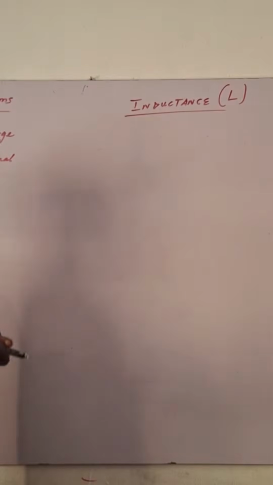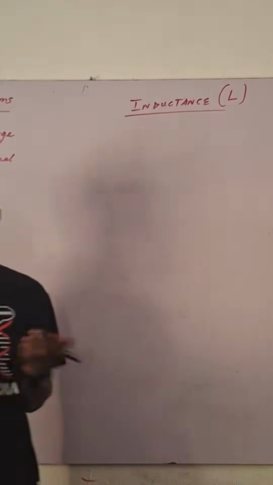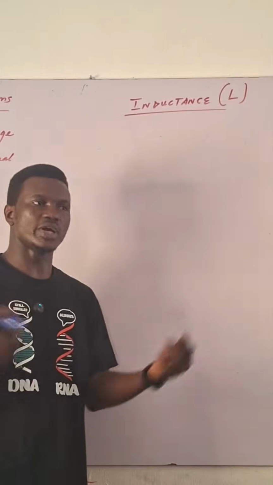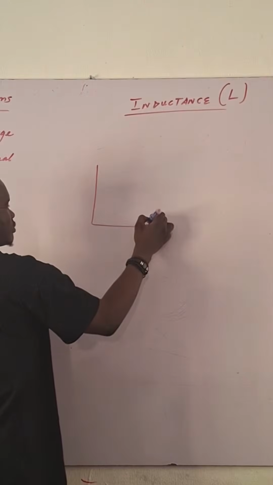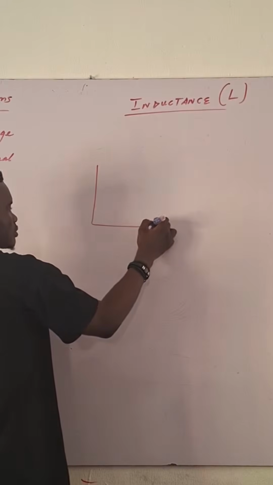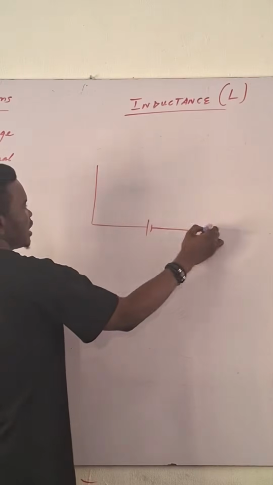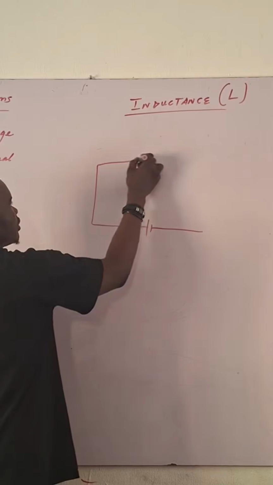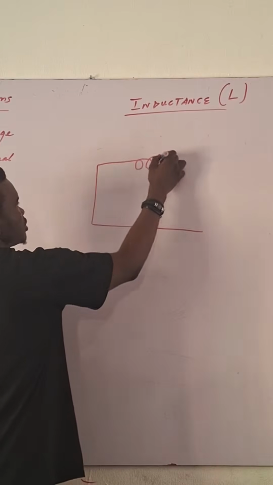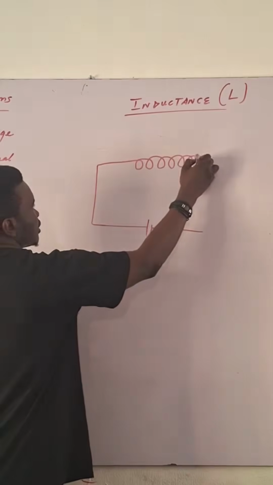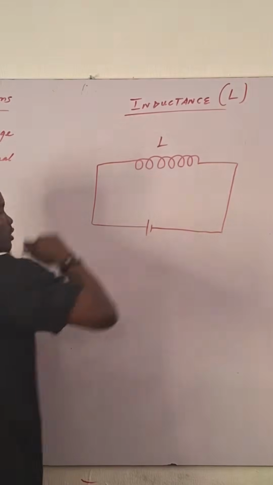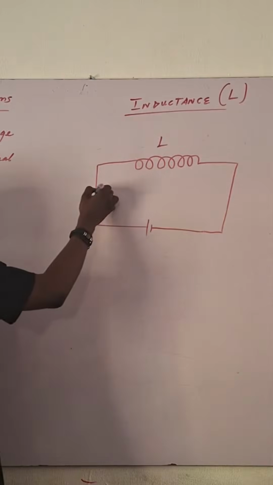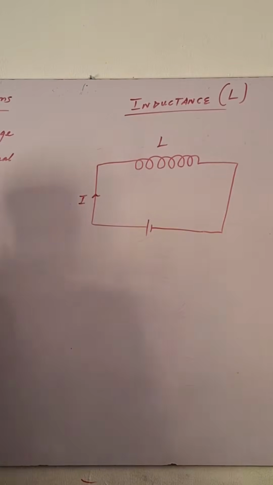You know the function of a resistor in a DC circuit. Your resistor helps you to oppose current. You also have something called an inductor. So let me just use a DC circuit, for example. The symbol for an inductor is usually like this. Just for understanding, this is an inductor. Current will start flowing in this inductor.